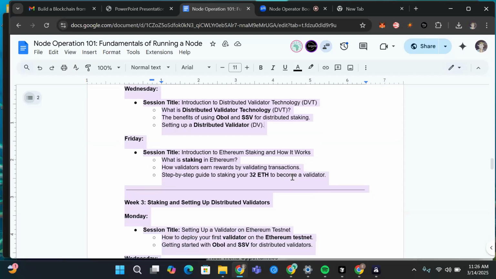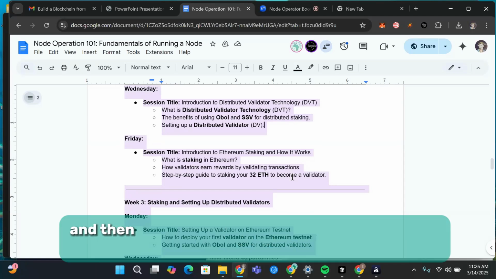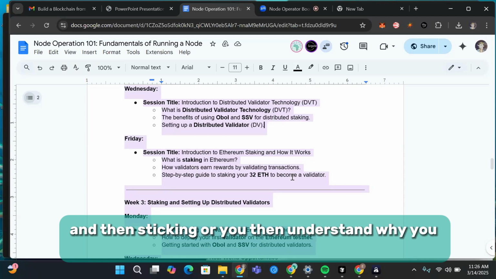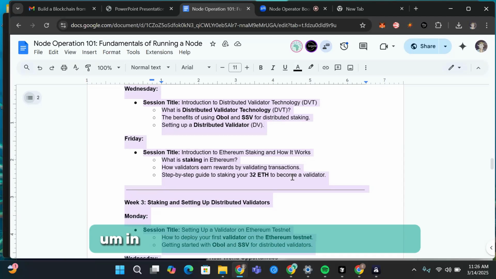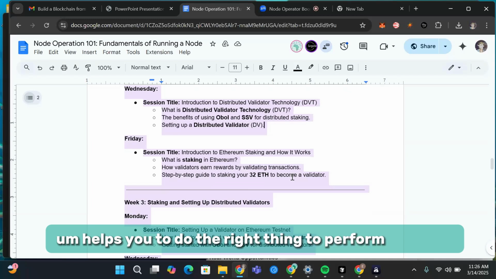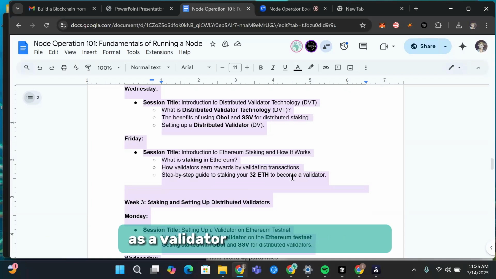And then staking, where you understand why you need to stake in the Ethereum network, and how having your stake in the network helps you to do the right thing, to perform your role as a validator in the network. And also how you can stake. So all of these things will be demystified.